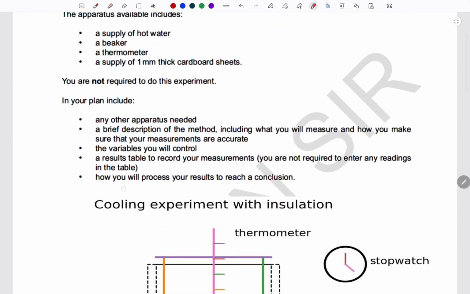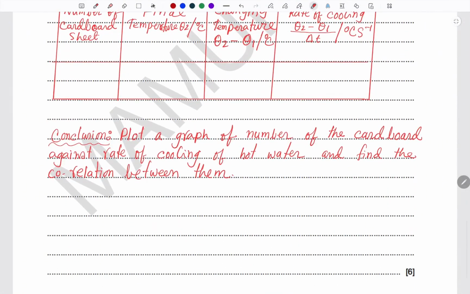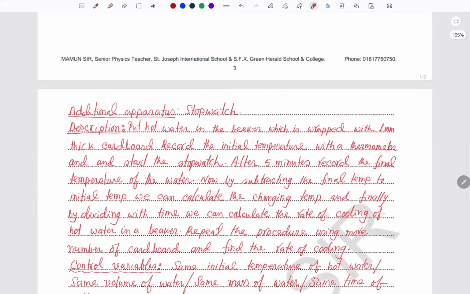The next thing is how you will process your result to reach a conclusion. It's a very important conclusion. So what we need to do? We will take 1, 2, 3, 4. That's it. So after that, we need to plot a graph of the number of cardboard against the rate of cooling of the hot water and find the correlation between them. So this was the answer.